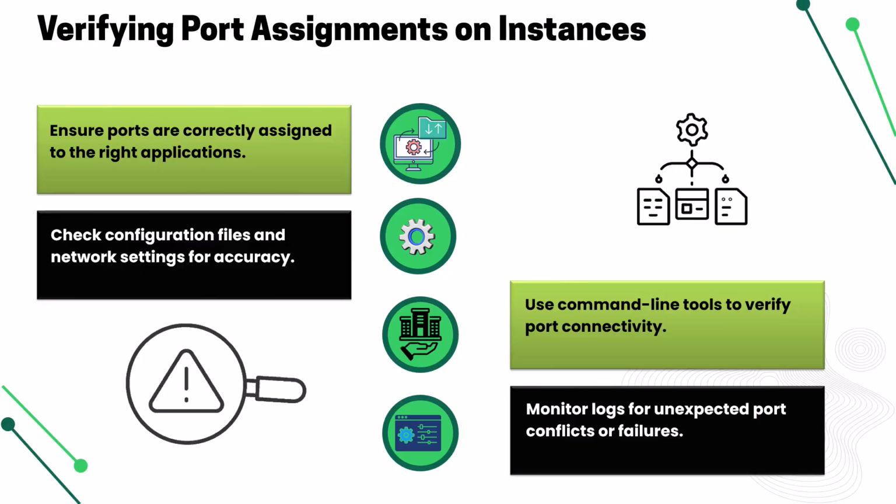Let's talk about port assignments, because nothing ruins a good deployment like ports behaving badly. First, we need to ensure they're assigned to the right applications. A misassigned port is like giving the wrong guest a VIP pass, chaos. Next, configuration files and network settings need a thorough check. Then, using command line tools helps confirm connectivity. Think of it as a secret handshake. And finally, logs will snitch on any port conflicts or failures.